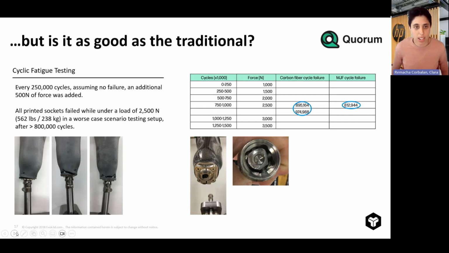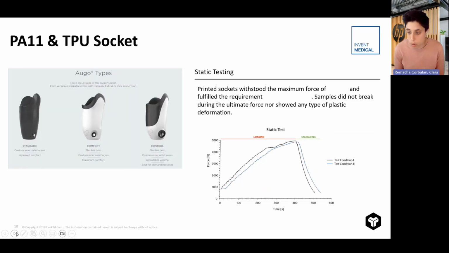Now, if we move to the next slide, this test that I just explained was done with PA12. We have another customer in Europe that probably most of you know is Invent Medical. They use a different selection of materials for their sockets. They use PA11 and TPU for the liner, but they did a very similar testing.